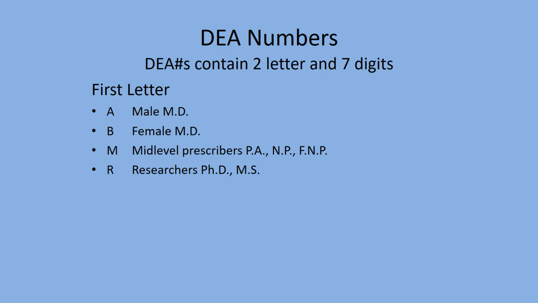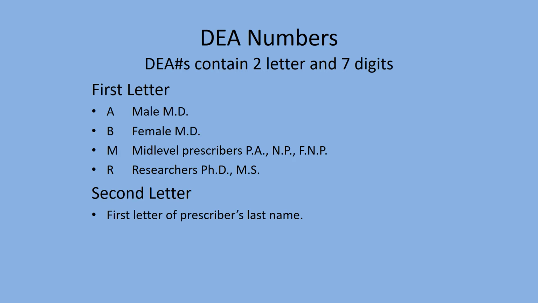DEA numbers. The DEA will issue a DEA number for anybody prescribing controlled substances. It contains two letters and seven digits. From time to time, you'll need to verify DEA numbers. Make sure they're valid before you process any controlled substances. The first letter, using the traditional designation for male medical doctors, male MDs, would be A. For female MDs, the first letter would be B. For mid-level practitioners, such as physician's assistants, nurse practitioners, and family nurse practitioners, their first letter would be M. M for mid-level. Additionally, researchers, such as those with PhDs or master's in science, MS, still need to prescribe controlled substances. Their first letter would be R.